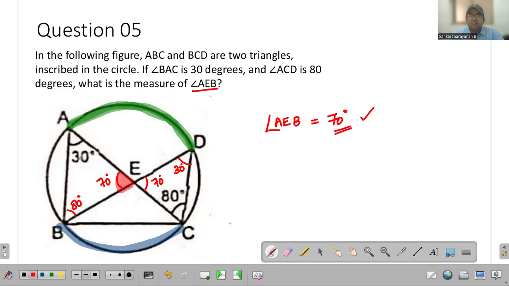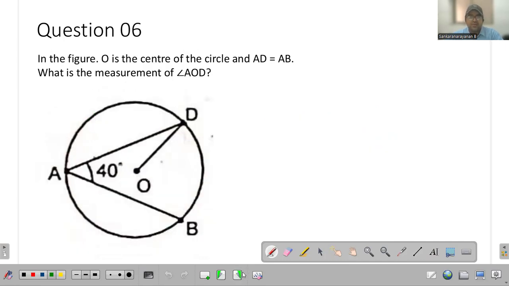Now let's move on to the next. So for this question, the main thing I asked you was what is the measure of angle AEB? That we have already answered. A to E, E to B, 70 degrees it comes. And that is the final answer for this question. Make a note of it. Thus we have completed this question here. Let's go to the next one.